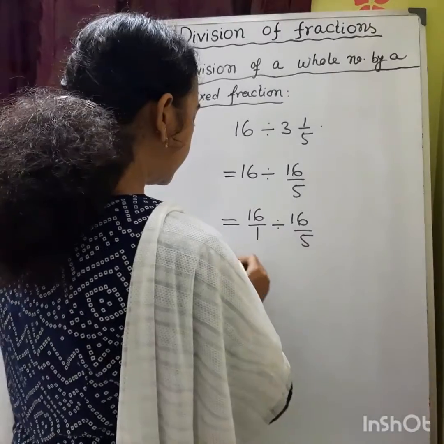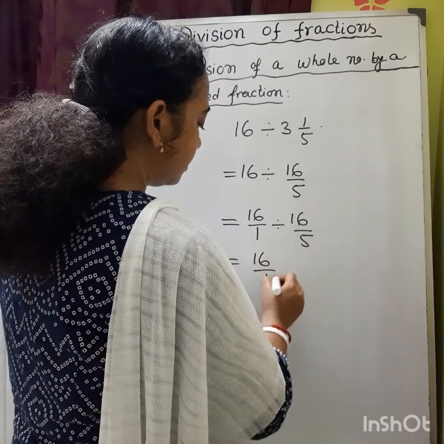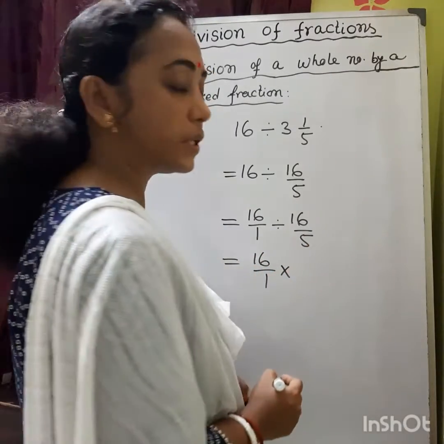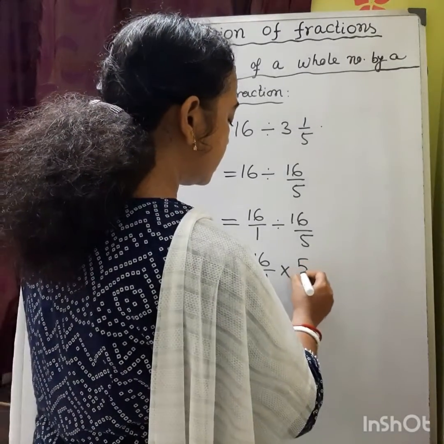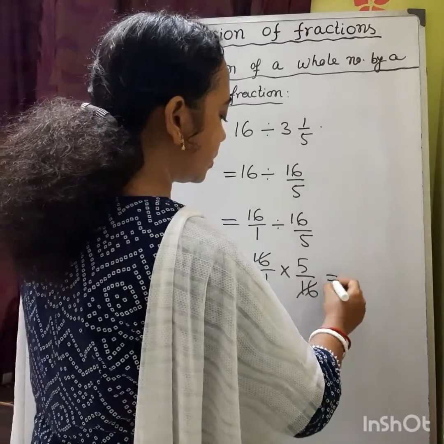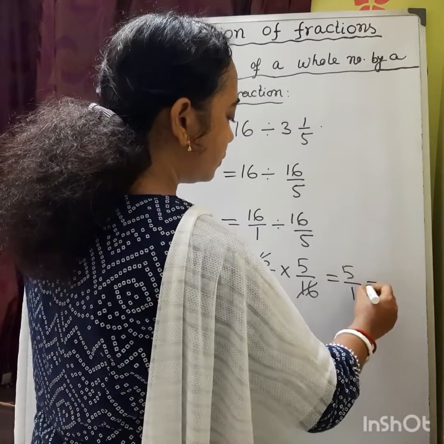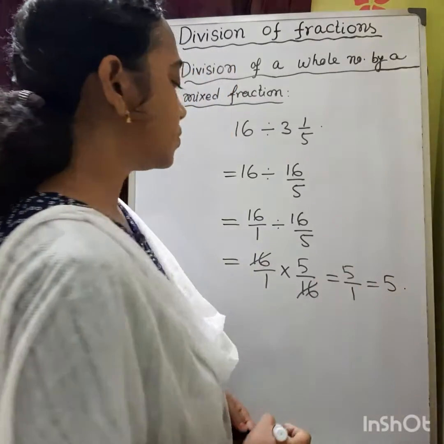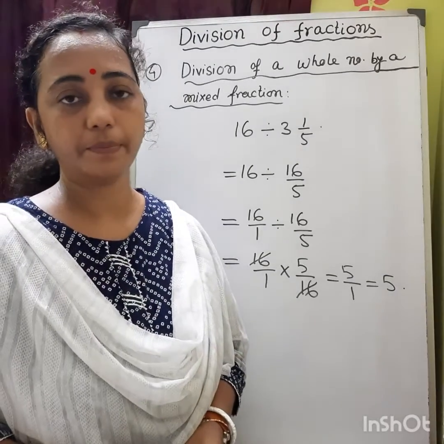So this we can write as 16 by 1 multiplied by the reciprocal of the divisor, that is 5 by 16. As 16 and 16 will cancel out, here we are getting 5 by 1, which is equal to 5. So the result is coming here 5.